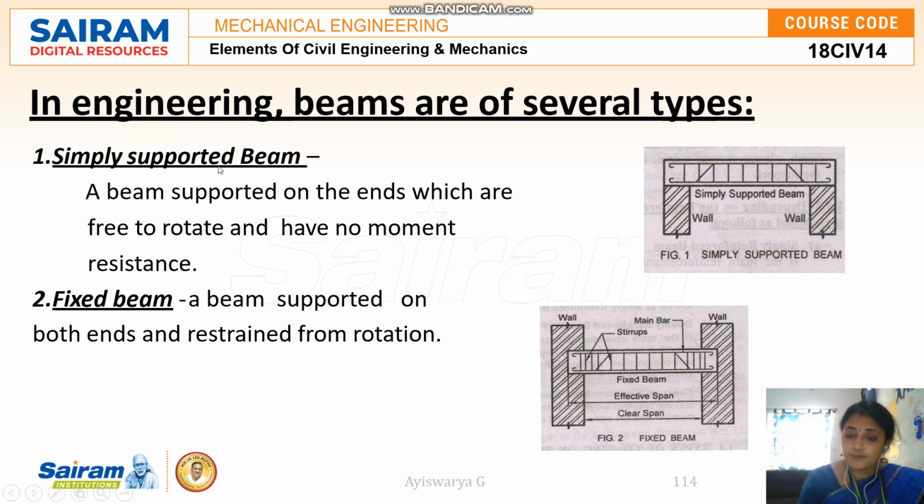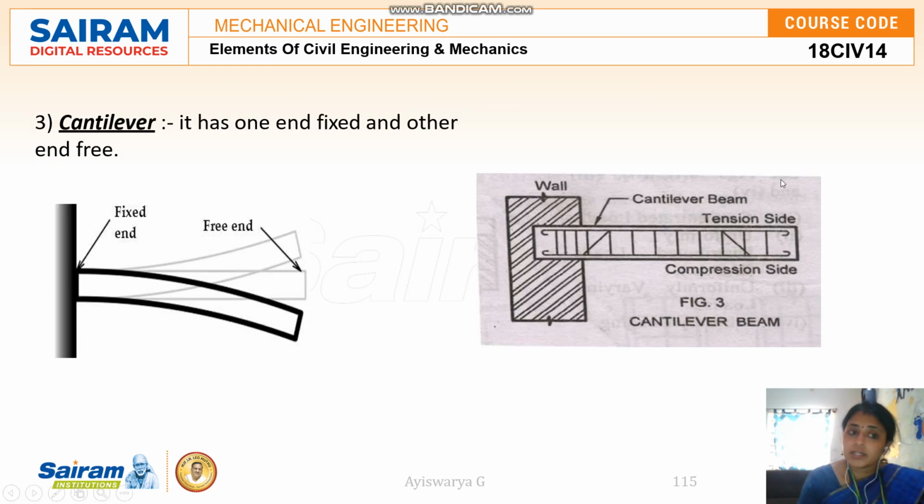The next one is a fixed beam. In the simply supported beam you cannot see the column up to a certain level, but in the fixed beam it will be extended. A fixed beam is supported on both ends and restrained from rotation. See, you cannot move this particular fixed beam. This is the wall and this is the beam. It has stirrups and main bars. This particular distance is called the clear span, and the center distance between two supports is called the effective span.